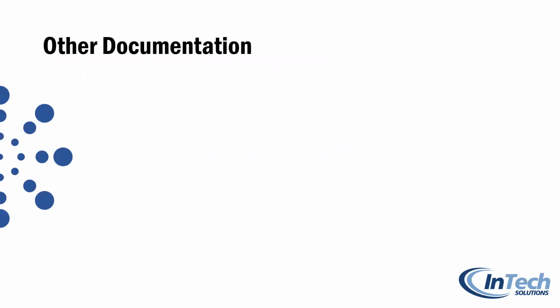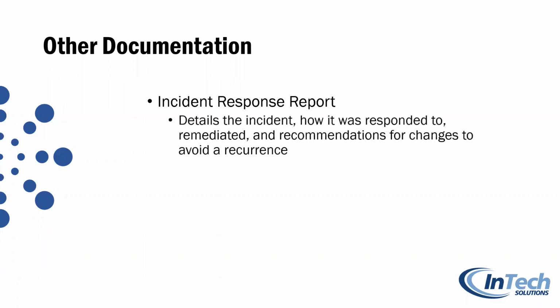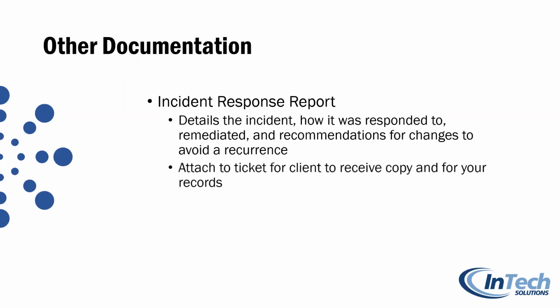All right. So other documentation, we covered some of that already. You have to make sure that you have some kind of a template for an incident response report. That's going to detail the incident, how it was responded to, remediated, and recommendations for changes to avoid a recurrence. And then after you've done that, you're going to attach that to your ticket so the client has a copy of that. And also then it has all the information about how you responded to the incident in your records inside of your ticketing tool.